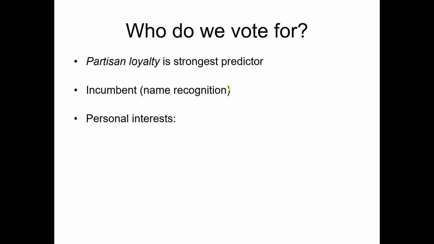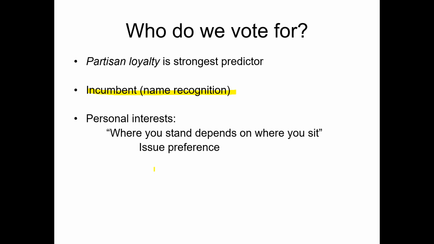But among that third there are other factors, such as we know the incumbent has the name recognition that we've already talked about, which gives them an advantage of being voted for. But there are some other personal interests that we take into consideration. Where you stand in the economy, for example, depends on where you sit on the political issues, and that could perhaps determine who you might vote for. Many people vote based on certain issues. They have a very strong, even maybe a moral preference for being for this or against this with respect to certain issues, and that's what determines which candidate they're going to vote for.